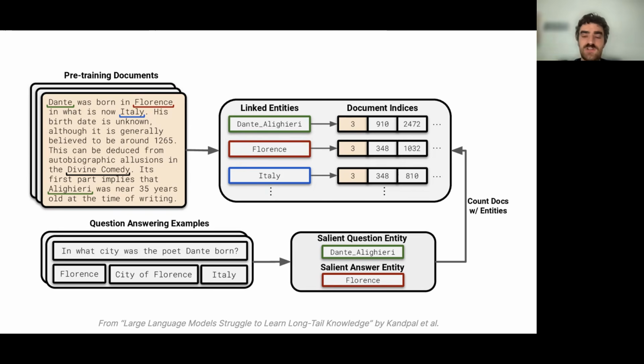And for a given question answer pair, we now have, in a loose sense, what entity this question is about and what entity is the answer to the question. And to identify relevant documents, we basically just look at documents where the question entity and the answer entity occur. So this is a little bit of a noisy process.